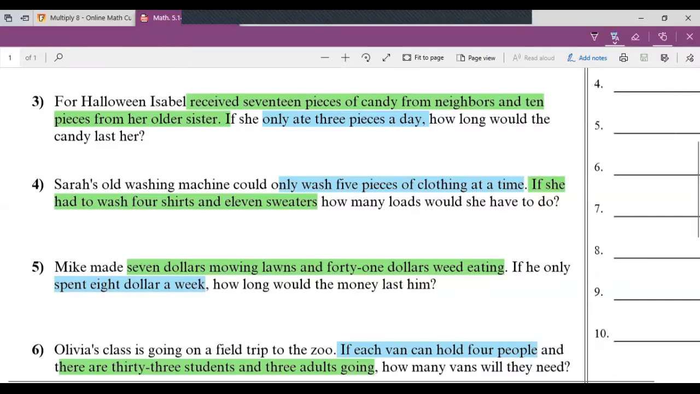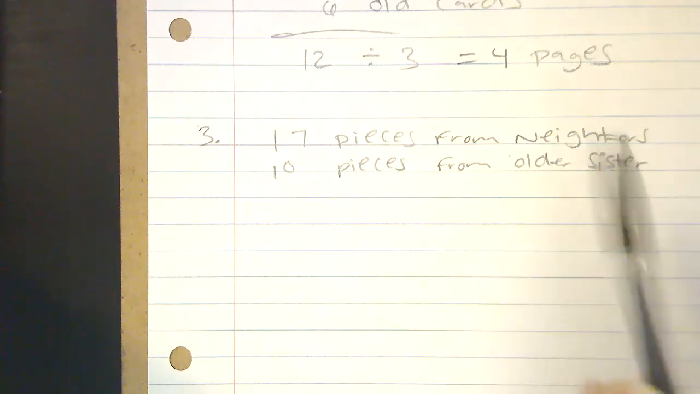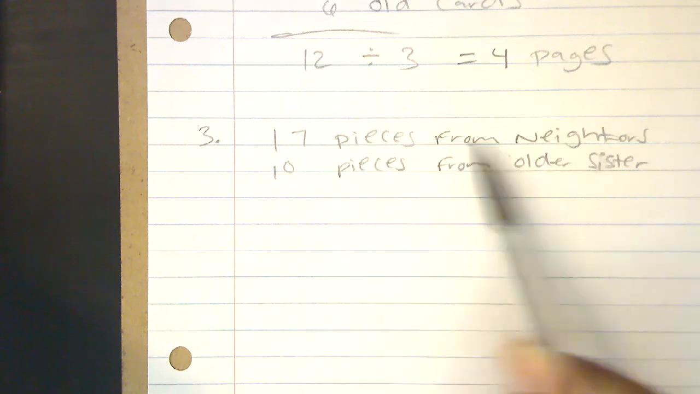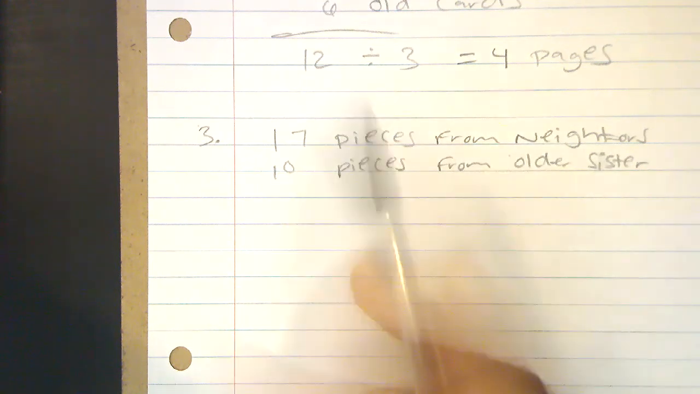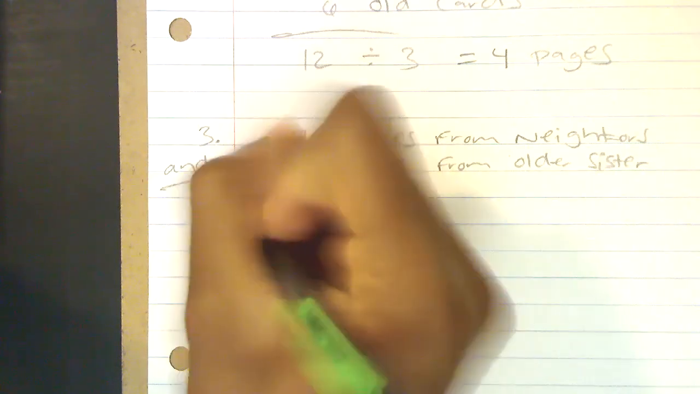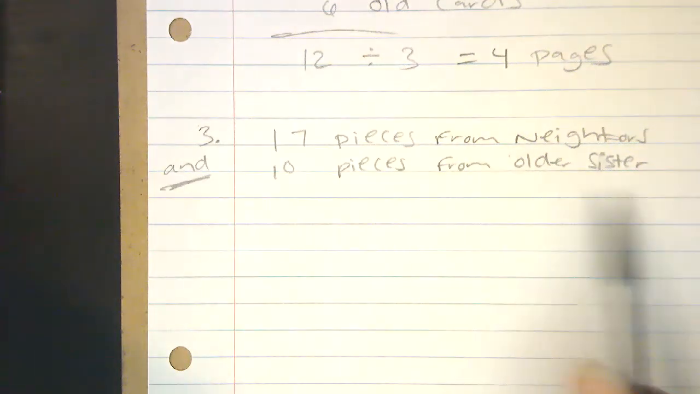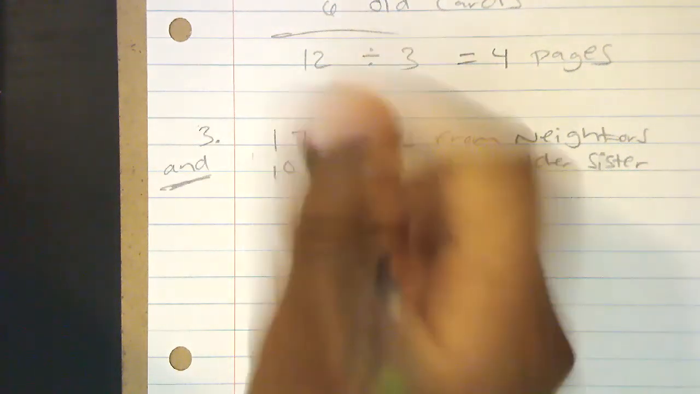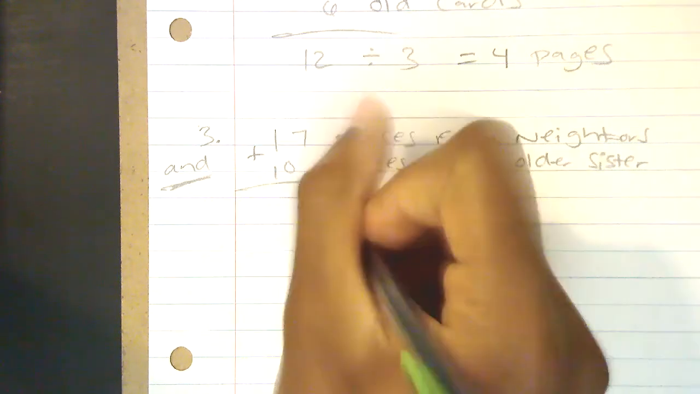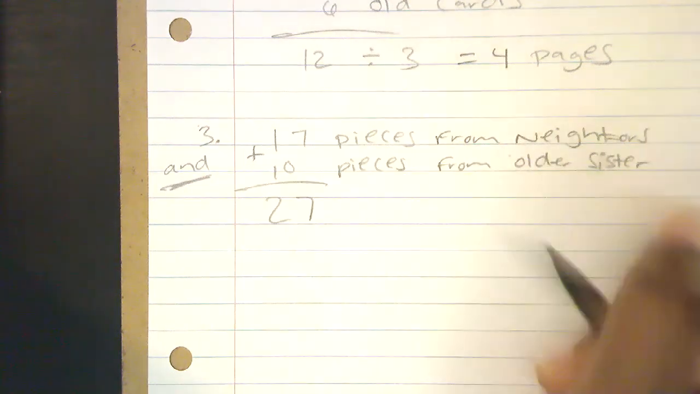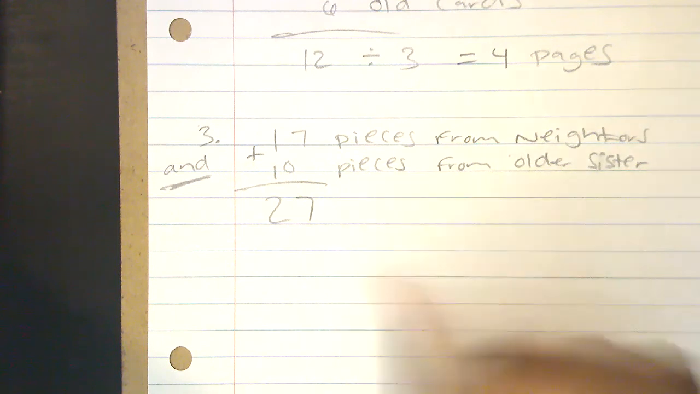Number 3, for Halloween, Isabel received 17 pieces of candy from neighbors and 10 pieces from her older sister. If she only ate 3 pieces a day, how long would the candy last her? All right, so breaking down the information we were given, we have 17 pieces from the neighbors, and that keyword "and" was used in the word problem, 10 pieces from her older sister. So we're going to add 17 plus 10. 7 plus 0, we know equals 7. 1 plus 1 equals 2. So we have 27 so far, 27 pieces.